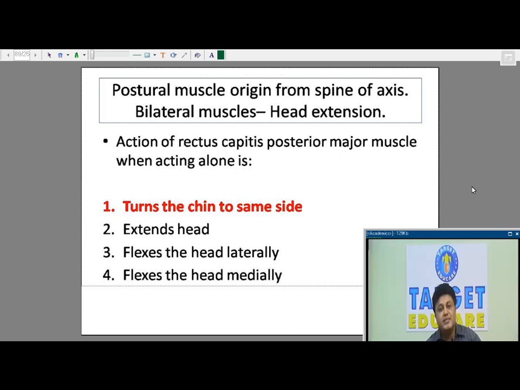Understood? So people who answered extend head are partially correct, because that answer is correct when bilateral muscles work. Here the question was when it acts alone, that is, only one side of the muscle acts, then what is the action?